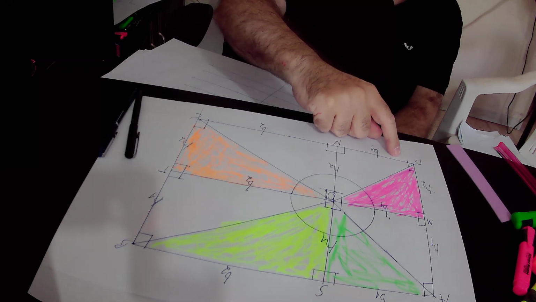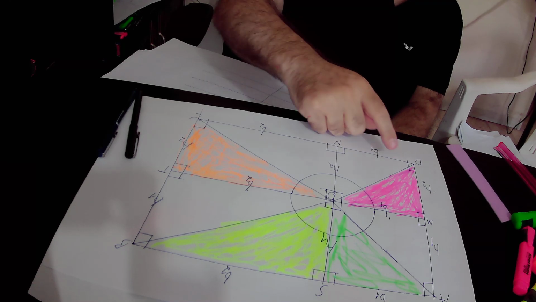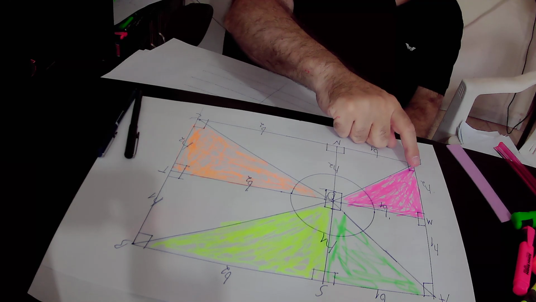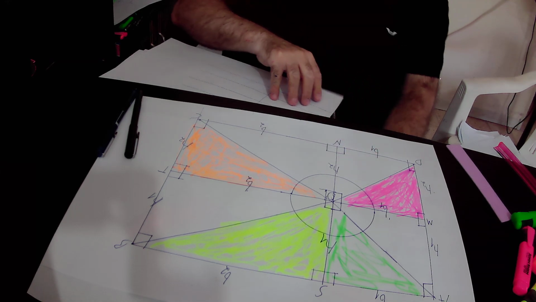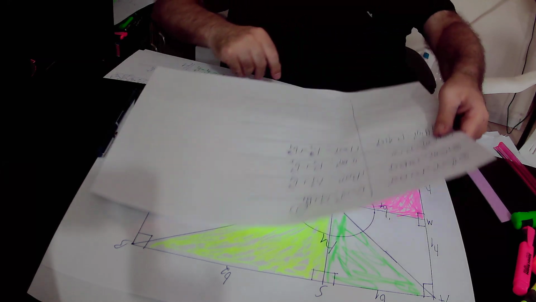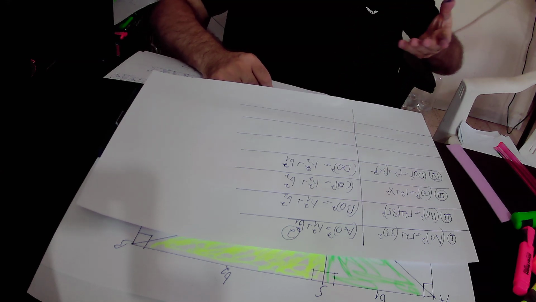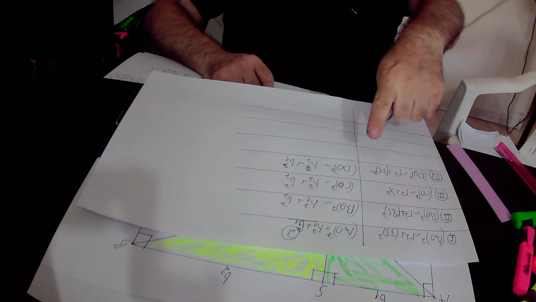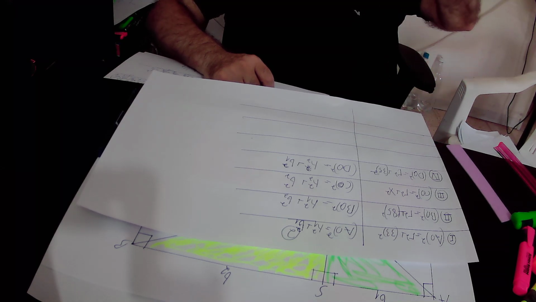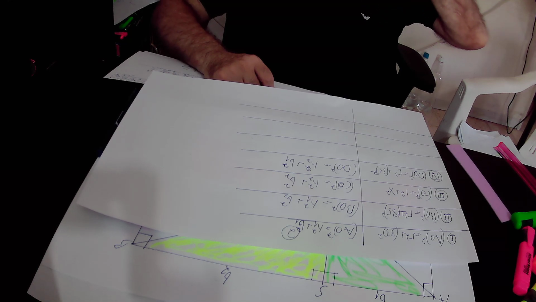In the pink right triangle, BOM, h2 square plus b1 square equals DO square. So in this way we created four equations. So we have two expressions for AO square, two expressions for BO square, two expressions for CO square, and two expressions for DO square.